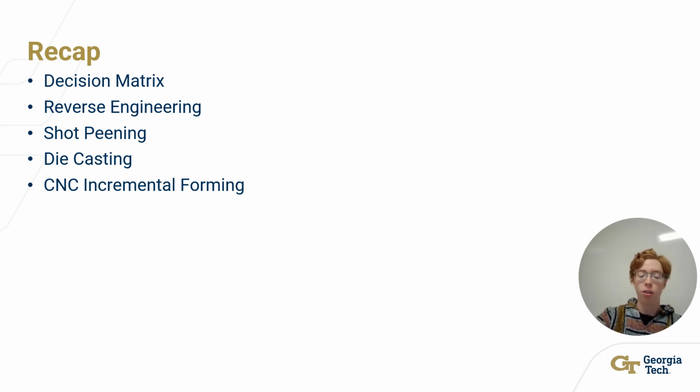Shot peening can be used if an engineer is worried about the fatigue life of a part that they are designing. Die casting is a good choice for metal parts that will need a high volume run. CNC incremental forming is useful for prototyping sheet metal parts, and future improvements may make this a more common process.